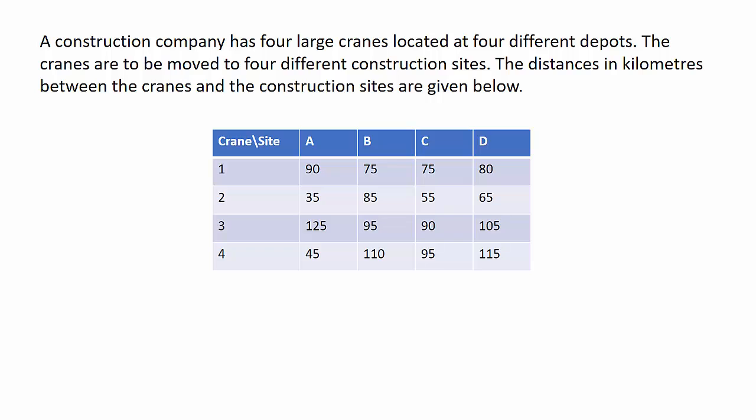So you've got crane 1, 2, 3 and 4 and site A, B, C and D. And in there you've got the distance in kilometres. So for example, crane 1 is 90 kilometres away from site A and it's 75 kilometres from sites B and C. So you might think, well, that crane should probably be going to site B or C.